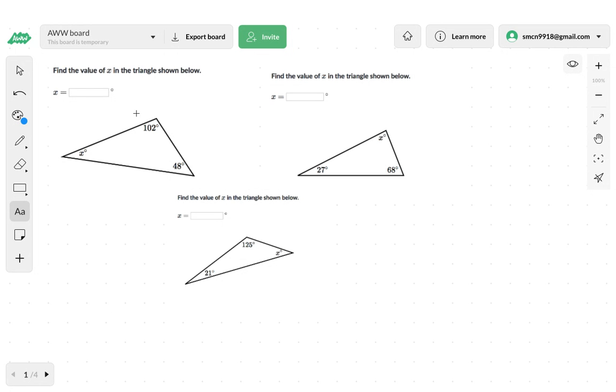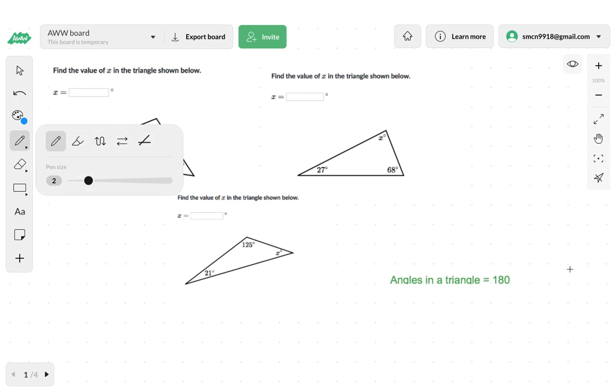So there's one general rule you're going to have to know for today. For these few questions, know that the angles in a triangle always equal 180. So angles in a triangle will equal 180. This is an important thing you need to know for today, right?